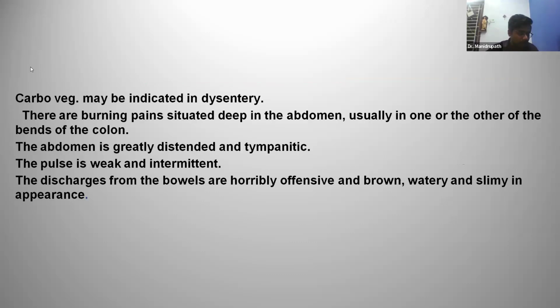Carbo veg may be indicated in dysentery. Tell me the beautiful remedy in dysentery immediately after eating, when your well selected remedy fails to act. Aloe, okay. Nux vomica has failed. Aloe also failed. Think out of the box. This is what I want to teach you all. This is what I want to educate you all.